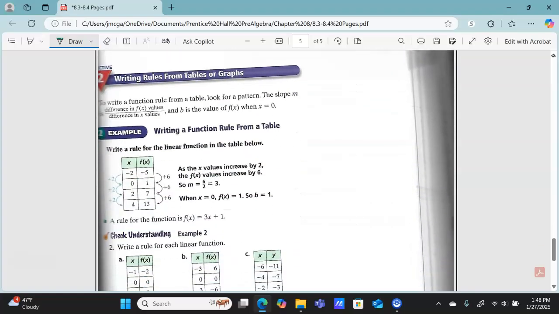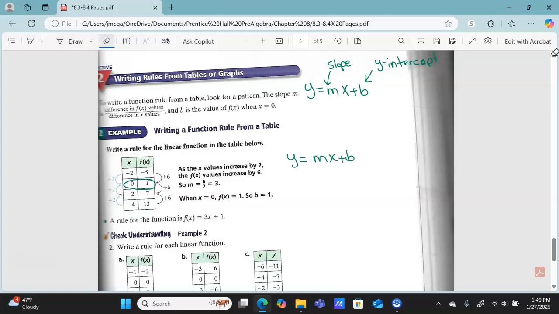And then finally, what if we want to write the equation? Can we write the equation of a function? And yes, we can if it's a linear function. Remember, in slope-intercept form, I need two pieces of information to write the equation. I need the slope and the y-intercept. So if you look at this set right here, this is the y-intercept. So y equals mx plus b. Well, b is 1, and it's a positive 1.